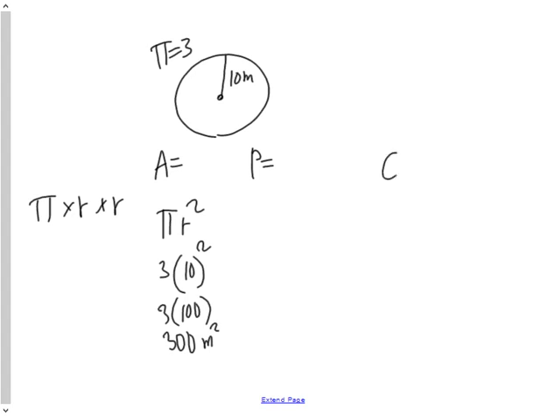Perimeter is the same thing as circumference, and circumference is pi times diameter. So the perimeter will be pi times diameter, or 3 multiplied by the diameter. If the radius is 10, then the diameter is twice that. So therefore the distance around the circle will be 60 meters, not square meters.